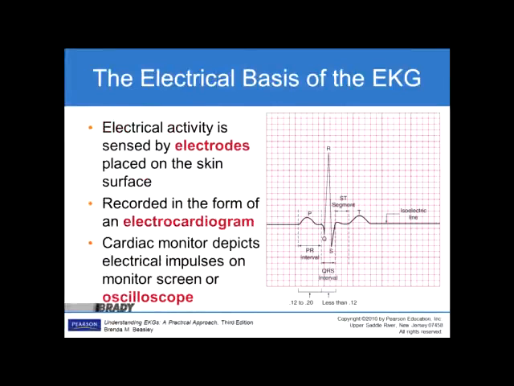The electrical basis of the EKG. Electrical activity is sensed by the electrodes placed on the surface of the skin, and we generally place 4 of them, recorded in the form of an electrocardiogram. The cardiac monitor depicts electrical impulses on the monitor screen or oscilloscope.